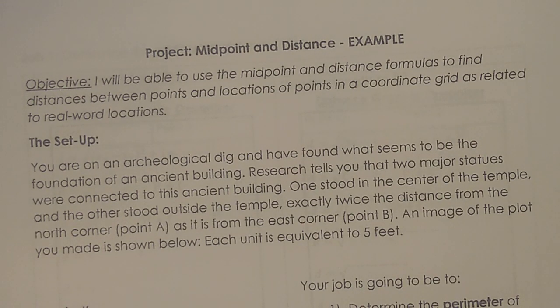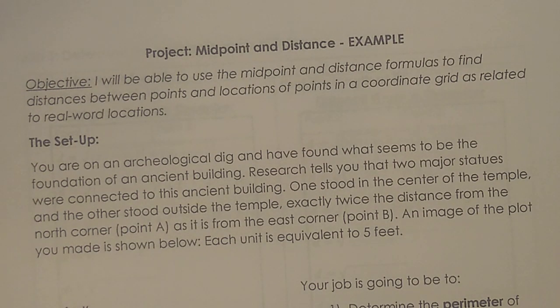Our setup is that we are on an archaeological dig and we found what seems to be the foundation for an ancient building. Research tells you that two major statues were connected to this ancient building. One stood in the center of the temple, and the other stood outside the temple, exactly twice the distance from the north corner, point A, as it is from the east corner, point B. An image of the plot you made is shown below. Each unit is equivalent to 5 feet. So when we're looking at that, that's super dense.